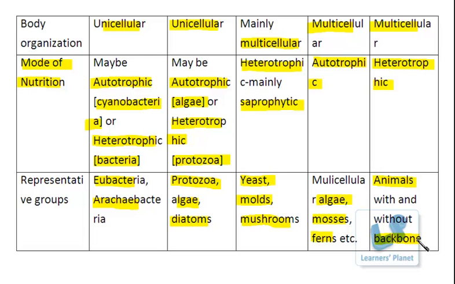So this is all about the basic features and the basic comparison of all these five kingdom systems proposed by R.H. Whittaker. In the next session, I'm going to discuss the subclassification of the Plantae kingdom and the Animalia. We are going to continue in the next session.